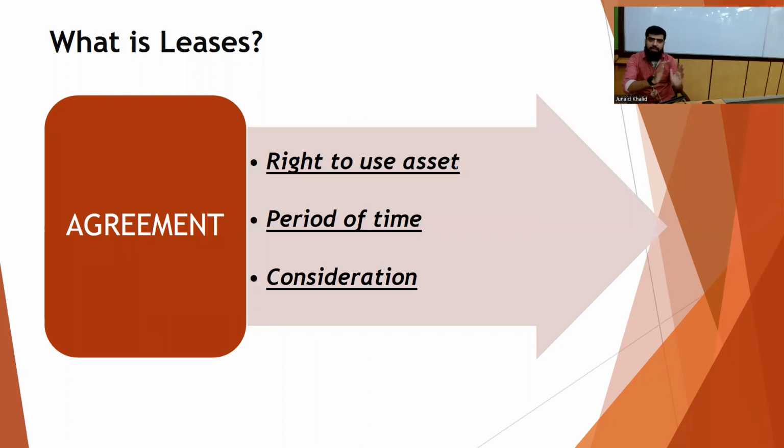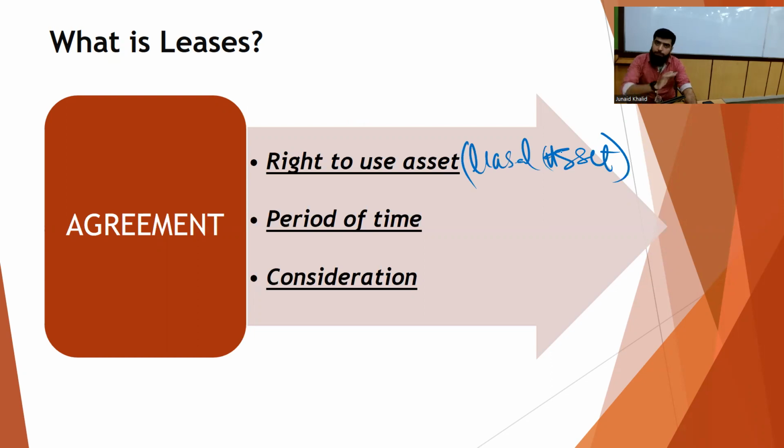Now, a lease is an agreement which gives the right to use the asset. If I am entering into a lease agreement, I am giving a right to use the asset. That asset is mine. I have recorded that asset. I have purchased that asset, and I'm giving a right to use it to somebody. So in IFRS 16, that right to use an asset is known as a leased asset. Number one.